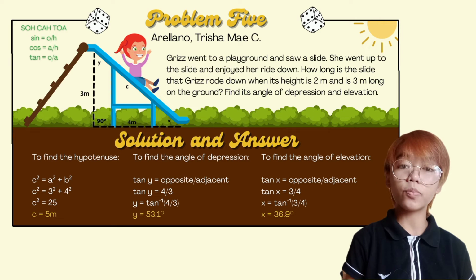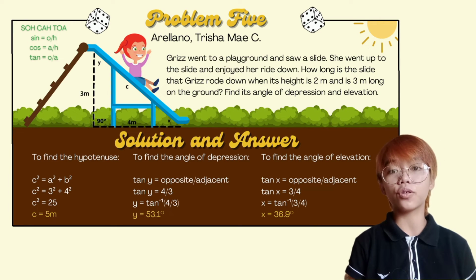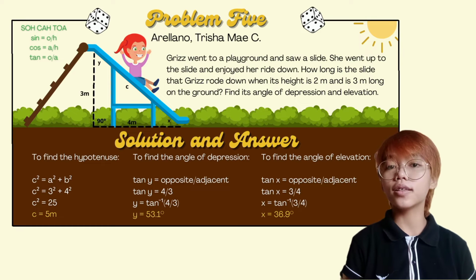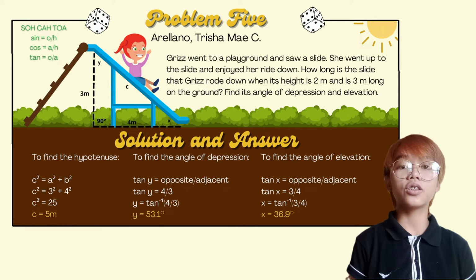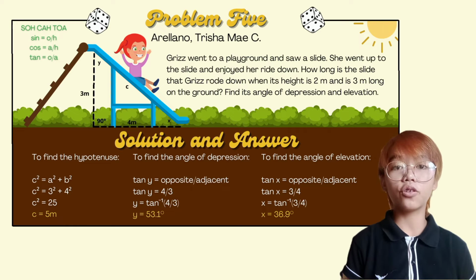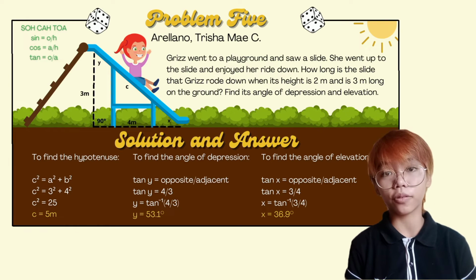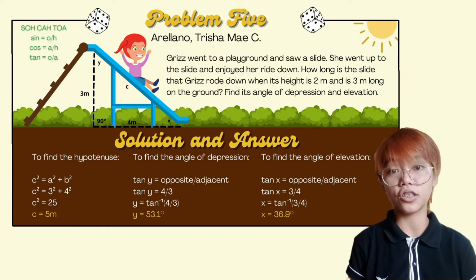Tangent is equal to opposite over adjacent. Substitute, we have tangent y is equal to 4 over 3. Evaluate, we have y is equal to tangent raised to negative 1, 4 over 3. Let's calculate. So we have y is equal to 53.1 degrees. The other one, we have to find the angle of elevation. We have the opposite and adjacent also. So we will use the tangent again.